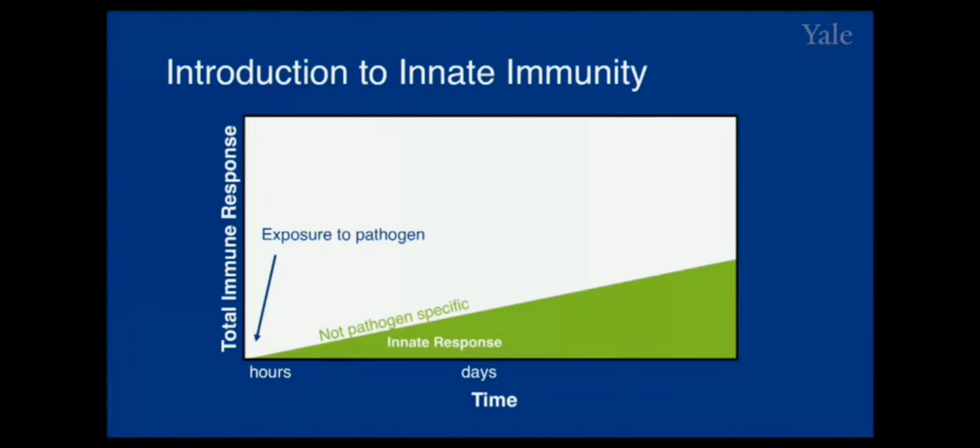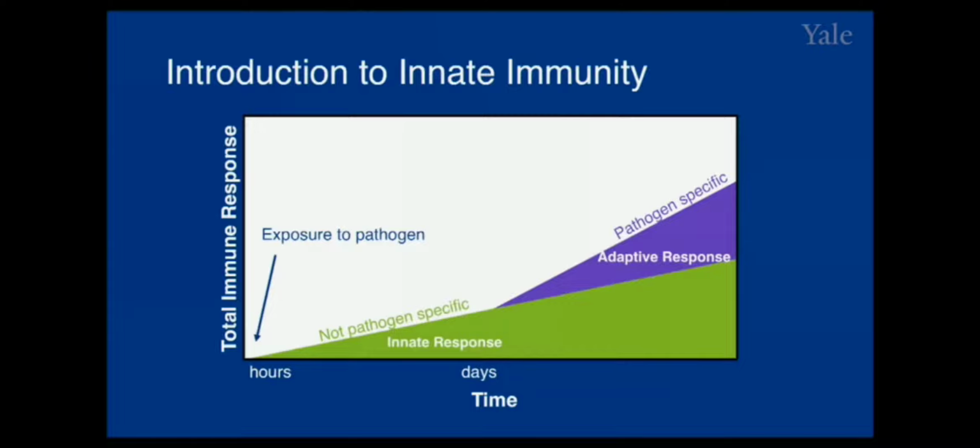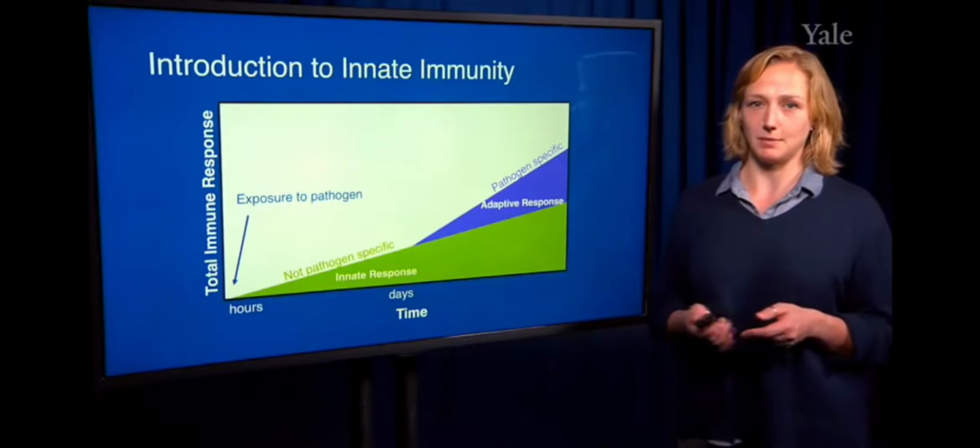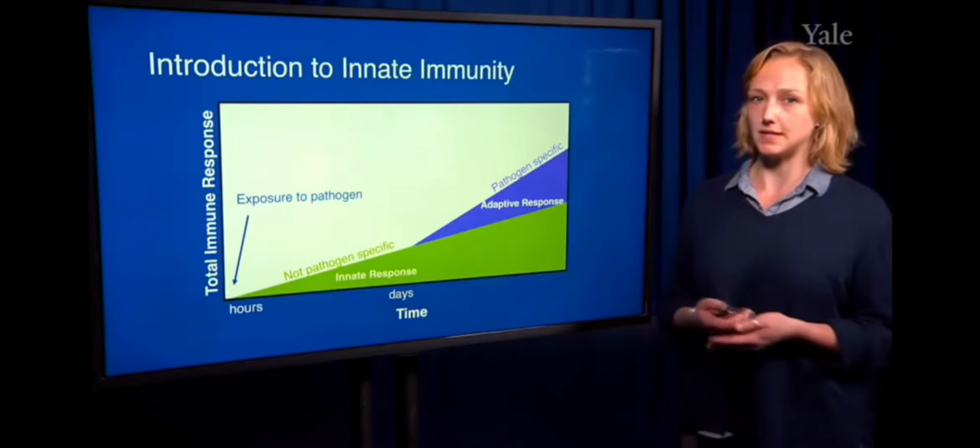After a few days, however, if the innate immune system is unable to clear the pathogen or the antigen that is infecting the host, then the adaptive immune response is launched. The adaptive immune response is highly pathogen specific, which we'll go into the details of throughout this lecture.